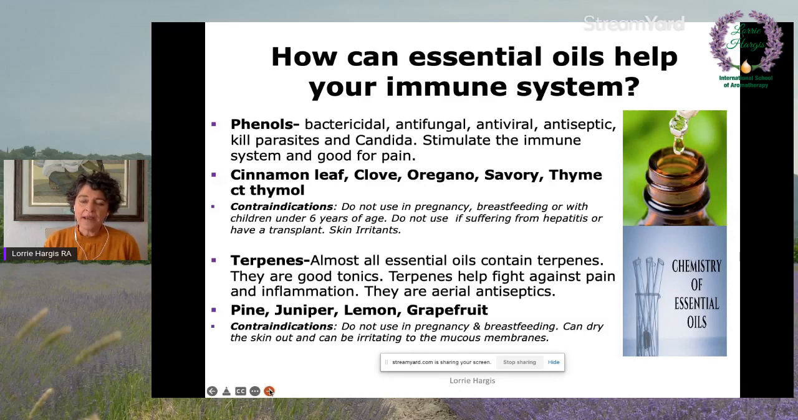Lemon, grapefruit, orange, they contain limonene. And that's what I was saying. They help, now we're seeing in some studies that they help with the microbiota in the body. Also help with the mucus, moving the mucus, breaking up things. Contraindications: do not use in pregnancy and breastfeeding, can dry out the skin and can be irritating to the mucous membranes. Also, we have to remember that lemon, grapefruit, and bitter orange are phototoxic.